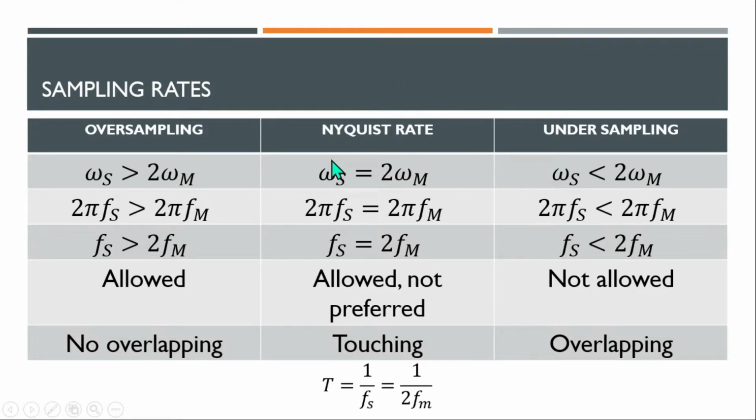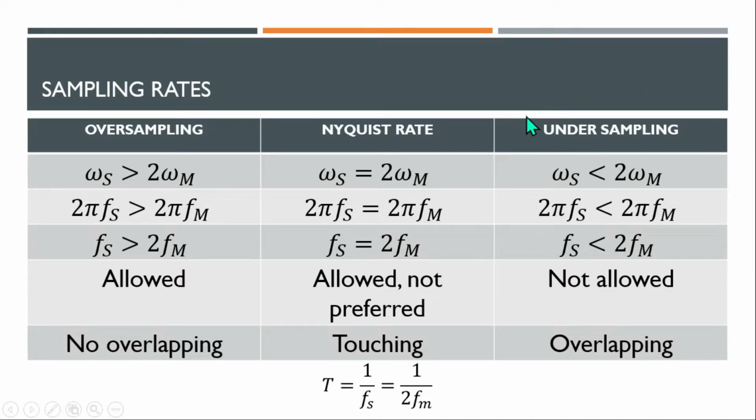For the Nyquist rate, ω_s equals 2ω_m. 2πf_s equals 2πf_m. Therefore, f_s equals 2f_m. This is allowed but not preferred because touching between spectra occurs. And also, the Nyquist rate defines the maximum period between samples. This is T equals 1 over f_s equals 1 over 2f_m.